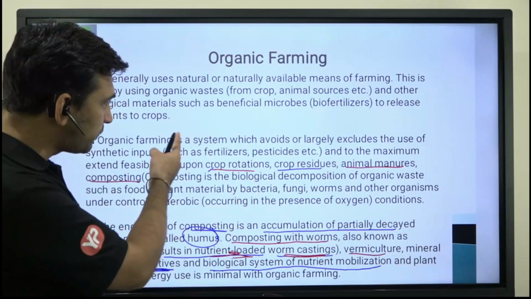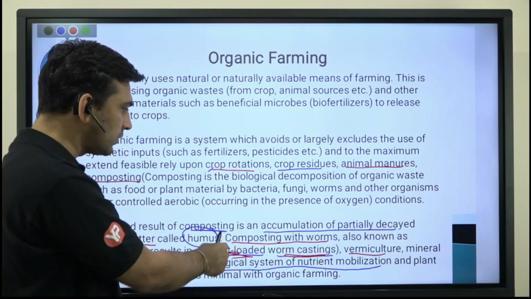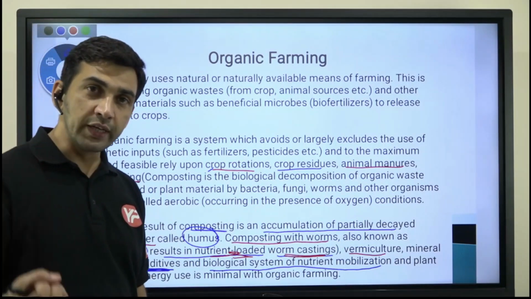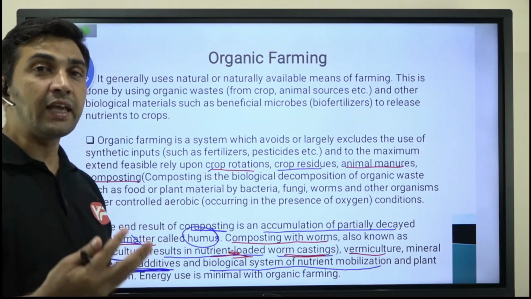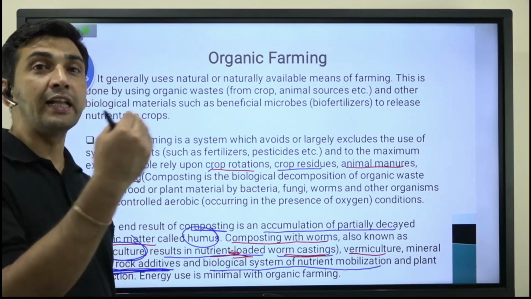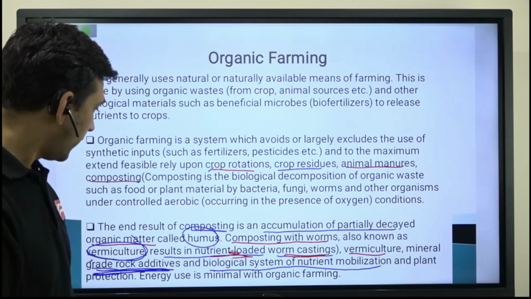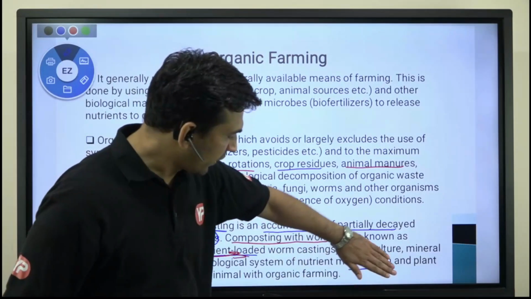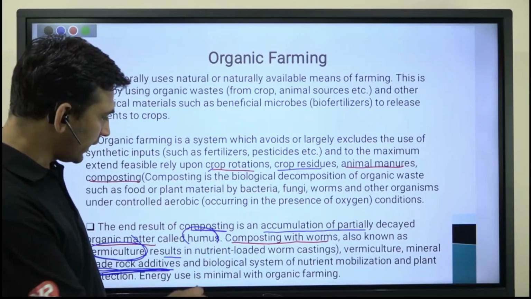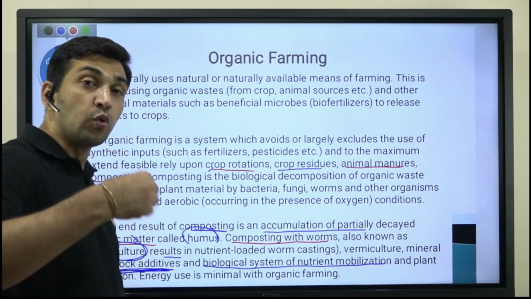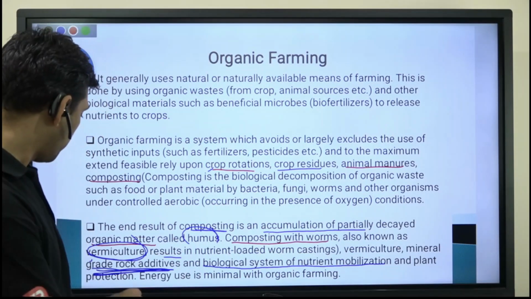If you see all these practices or materials that you are adding to the soil to increase its nutrition level, they are natural means, and therefore they are healthy for the environment, right. And biological system of nutrient mobilization means whatever nutrients you mobilized, that is through biological means and plant protection.